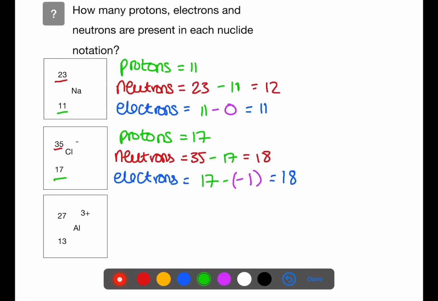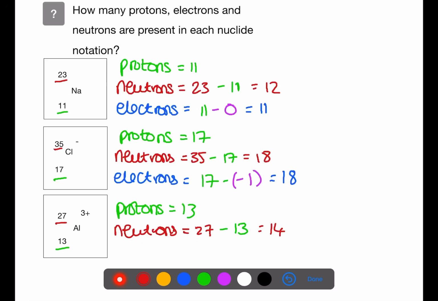We can do this by doing the atomic number minus the charge, because we're doing minus a negative number, which add together. In the last example, we have an aluminium ion. The number of protons is equal to the atomic number, which is 13. The number of neutrons is equal to the mass number 27, minus the atomic number 13, to give 14 neutrons.